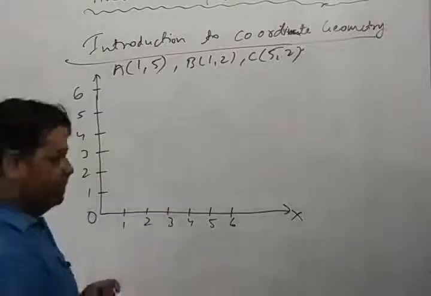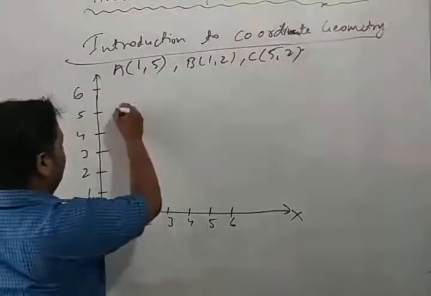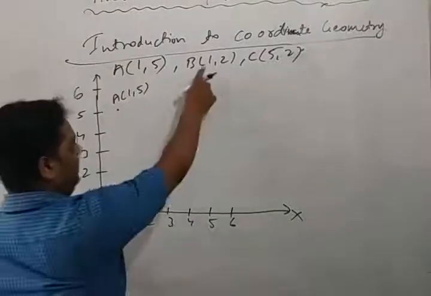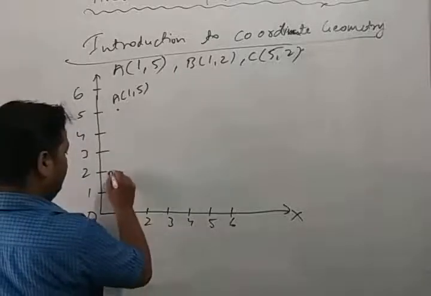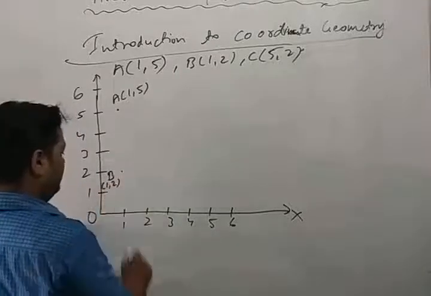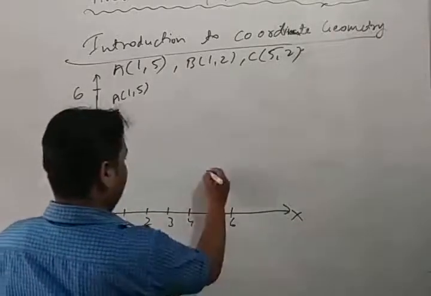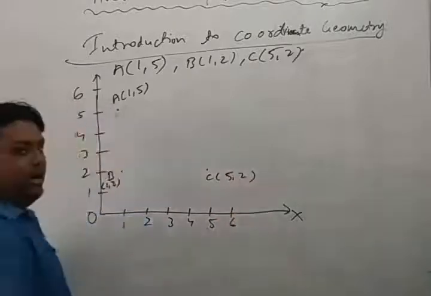Okay. Now (1, 5). Plot the point (1, 5): 1 on the x-axis, 5 on the y-axis. This one, and this is called A. Now B (1, 2): 1 and 2. This one is B. Now C (5, 2): 5 and 2, here. Now join all the lines.